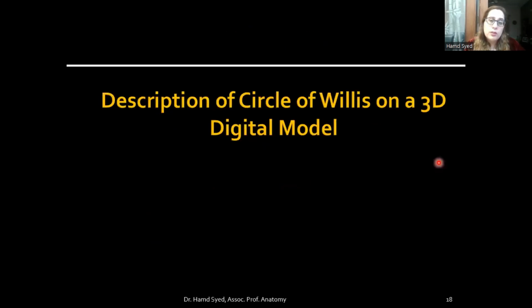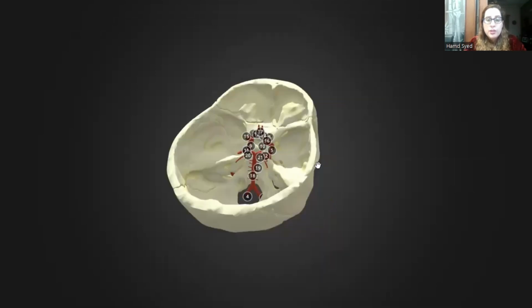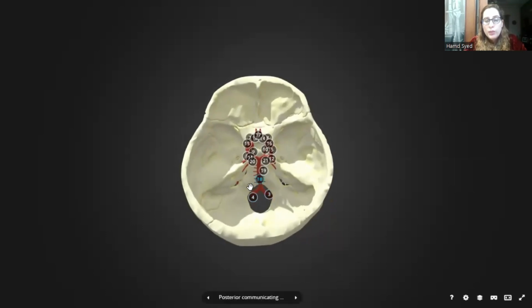Now we're also going to look at the Circle of Willis on a digital model, so you can get a better concept of this very important arterial anastomosis on the undersurface. So here we have a digital model of the lower half of the skull, focusing on the Circle of Willis. As you can see, this is the interior of the skull, and here is the anterior cranial fossa, the middle cranial fossa, and the posterior cranial fossa. This larger opening in the posterior cranial fossa is the foramen magnum.